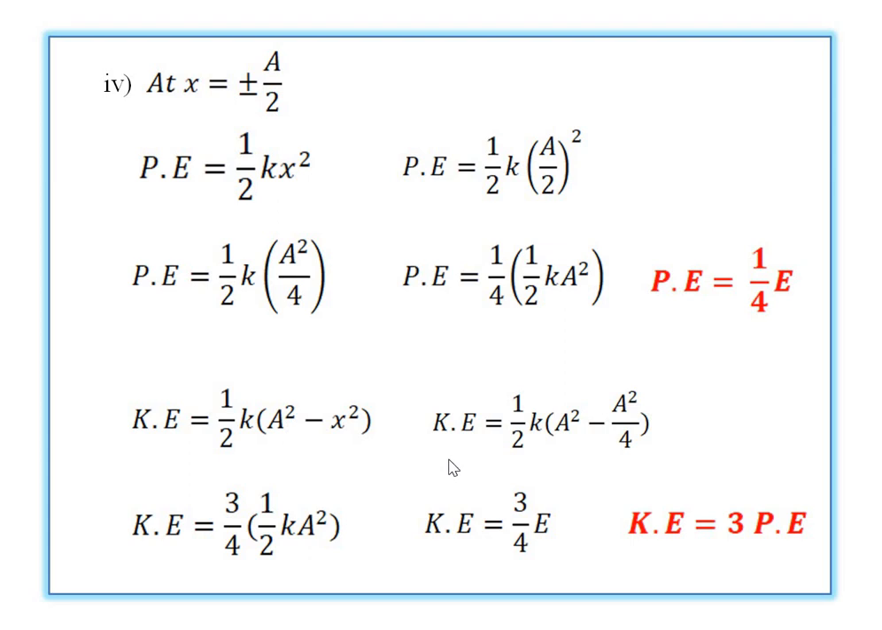So at the mean position, we know that total energy is purely kinetic. At the extreme position, total energy is purely potential. For the condition x equal to plus or minus a by 2, the energy is 25% potential and 75% kinetic. From these conditions, we have to draw the graph, that means the variation of kinetic energy and potential energy.